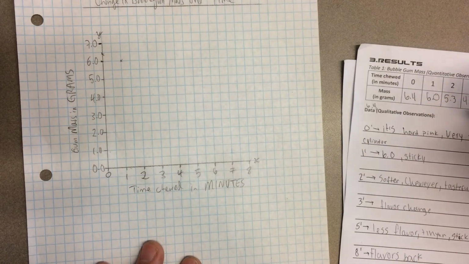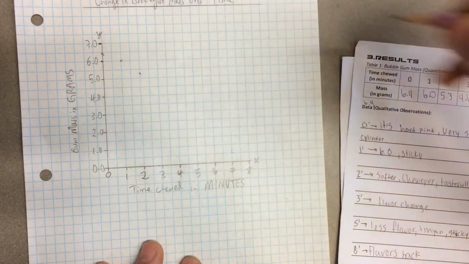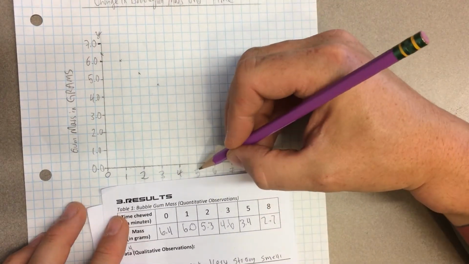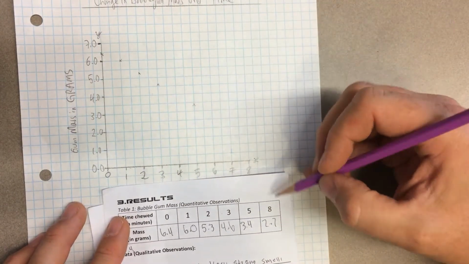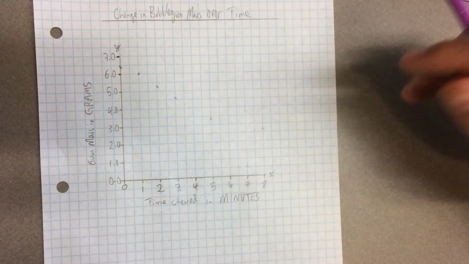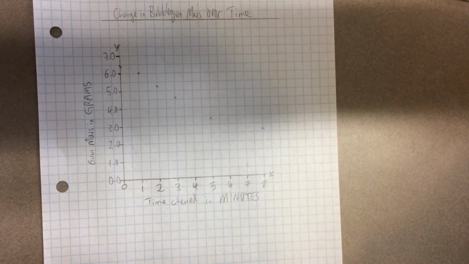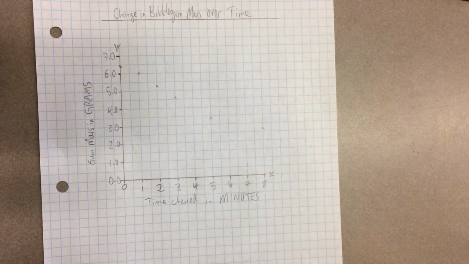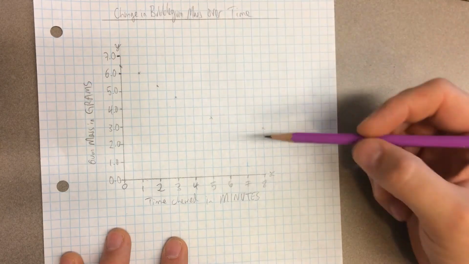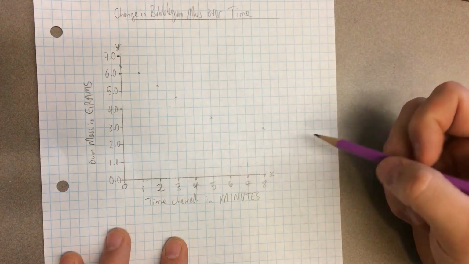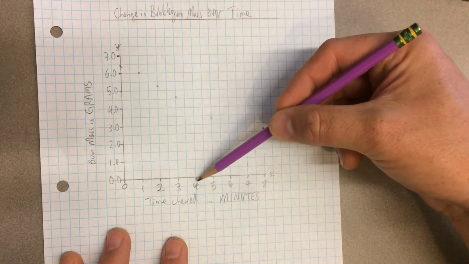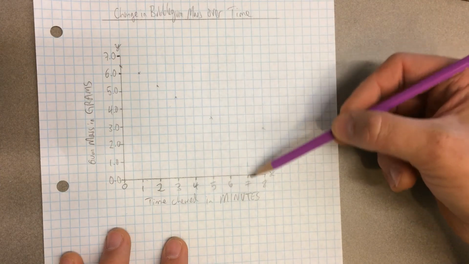Okay. So I've got my data on here. I have plotted each of the pieces, and what you'll notice is that I got these big gaps in time, right? Because I didn't do 4 minutes, I didn't do 6, and I didn't do 7.